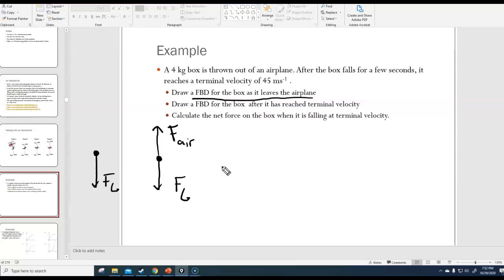Now the third question says calculate the net force on the box when it's falling at terminal velocity. Now if you've been paying attention, of course, you know the answer has to be 0, because if the object is not accelerating, its net force is 0. But if you want to write out the sum of the forces, what you would basically do is you would do a Newton's second law equation where you have F net y equals may, and at some point ay is going to reach 0 because it's no longer going to accelerate, but the sum of the forces would still be the same.